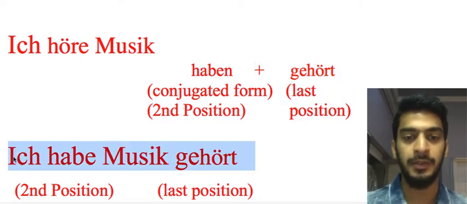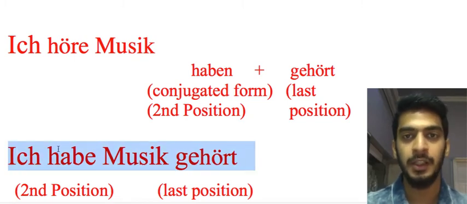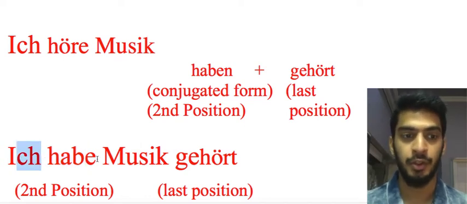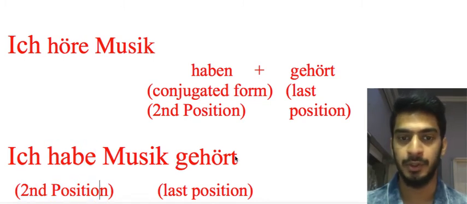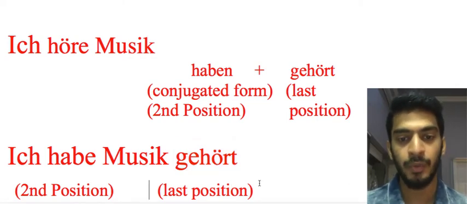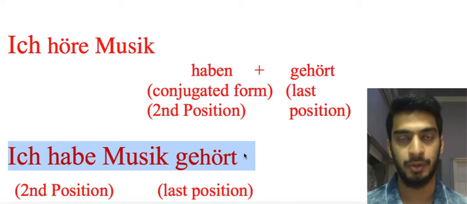Now we have the sentence with perfect tense. Ich habe Musik gehört. Habe is the conjugated form of the verb haben with the pronoun ich. So we have to keep this conjugation at the second position. Then gehört, which is the perfect form of the verb hören, which is always at the last position. So ich habe Musik gehört.